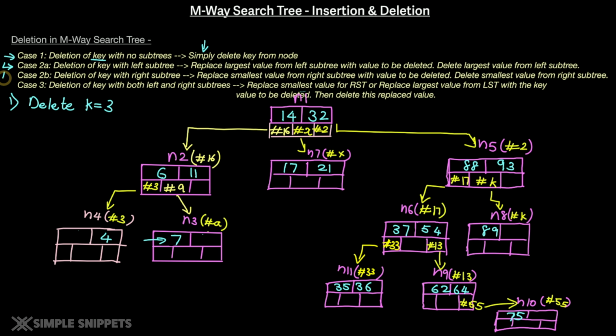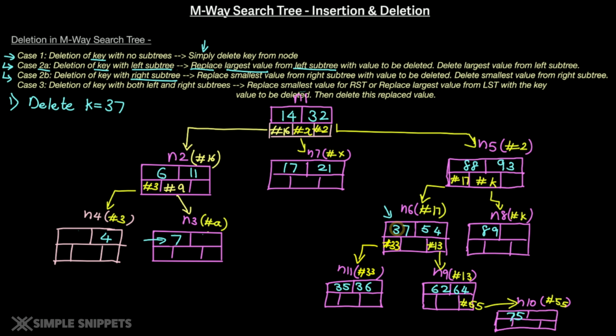Now cases 2a and 2b are where we have to delete a key with either a left subtree or a right subtree. So let's take an example of when you want to delete 37. 37 does not have a right subtree but it has a left subtree. So this is case 2a, and let's say we want to delete key 37. What happens in that case? When you want to delete a key which has a left subtree, you have to replace the largest value from this left subtree with the value to be deleted. Okay, let me read it out again. We have to replace the largest value from the left subtree.